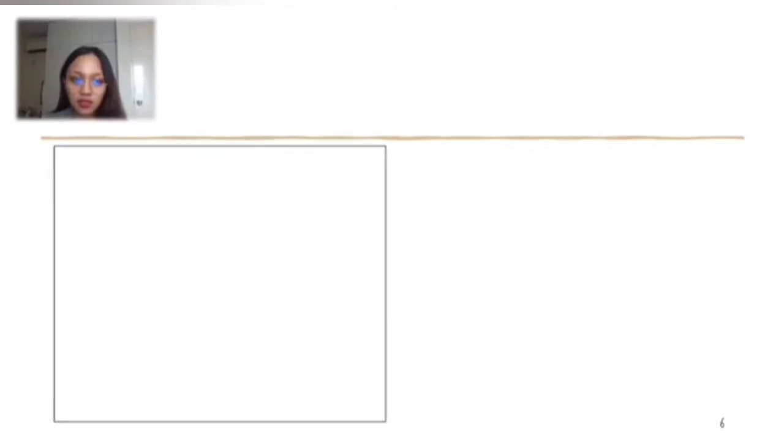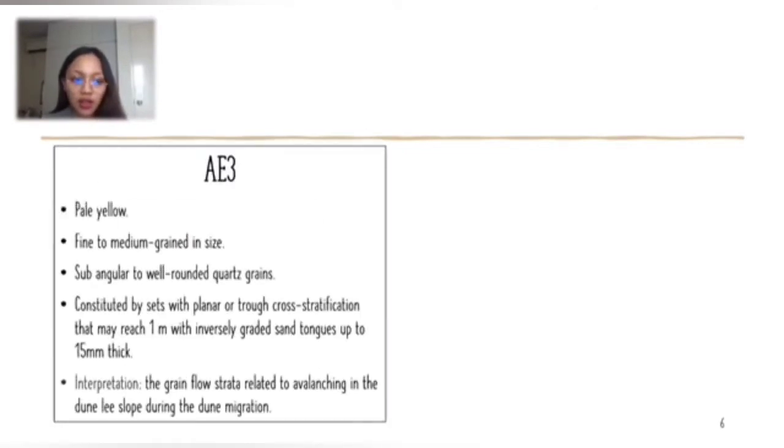Okay, next is AE3. AE3 also has pale yellow color, just like AE1. It has fine to medium grain size, subangular to well-rounded quartz grains, and is constituted by sets with planar or trough cross-stratification that may reach 1 meter, with inversely graded sand tongues up to 15 mm thickness. So this AE3 is due to the grain flow strata related to the avalanching in the dune lee slope during the dune migration.